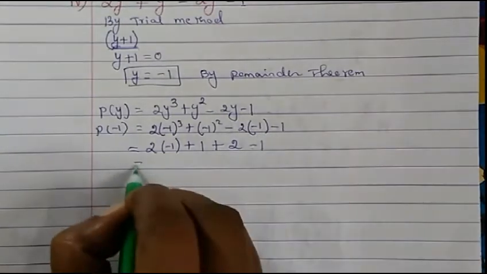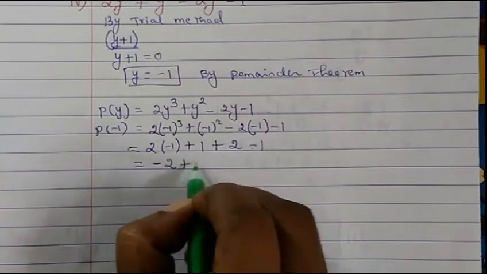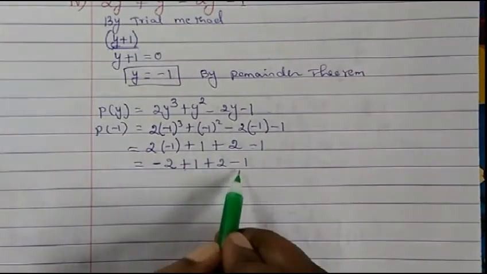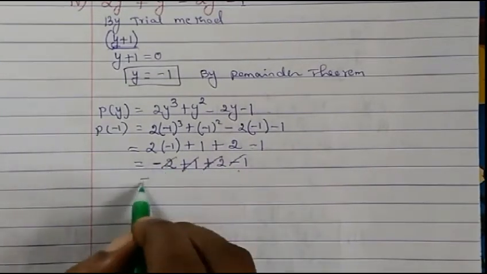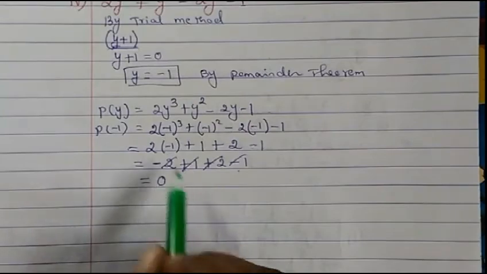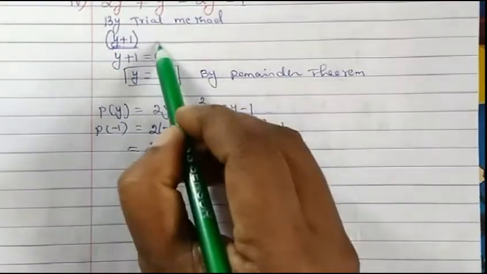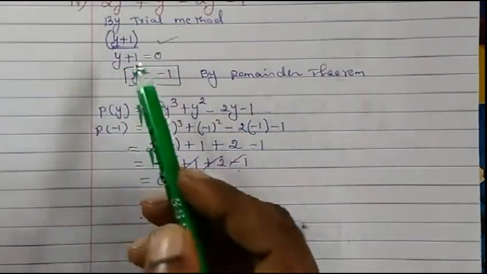Then this minus 2y here: 2 into minus 1 will give us minus 2. Then minus 1. So we have minus 2, plus 1, plus 2, minus 2 and minus 1. Plus 1 and minus 1 will get cancelled. Plus 2 and minus 2 get cancelled. So we get 0. Since y plus 1 has given us 0, that means y plus 1 is a factor of this polynomial. So already we have got one factor.